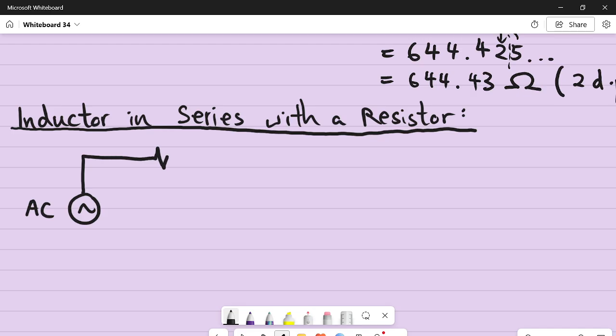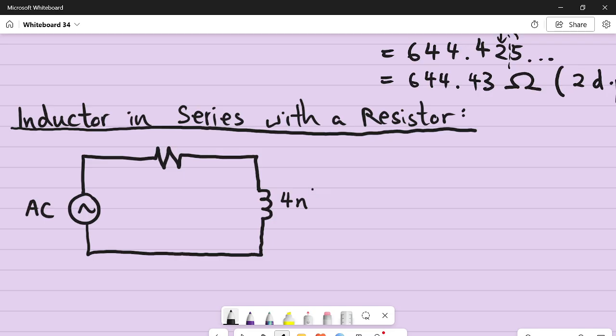So, resistor in series with an inductor. Look at how I draw the inductor. It's a loop like this. That's the symbol for inductors, and it's measured in Henry. This time let's put 4 nanoHenry, and for this one we're going to stick to 100 ohm again.